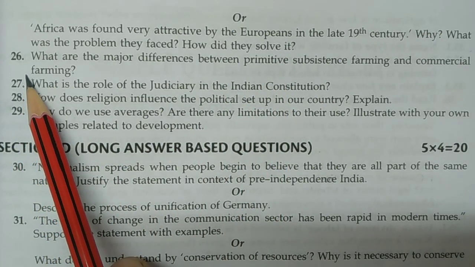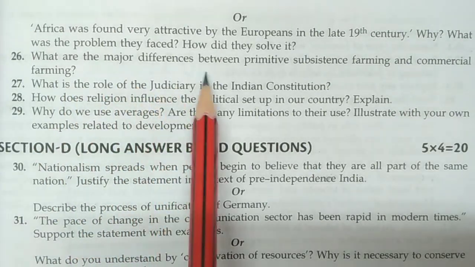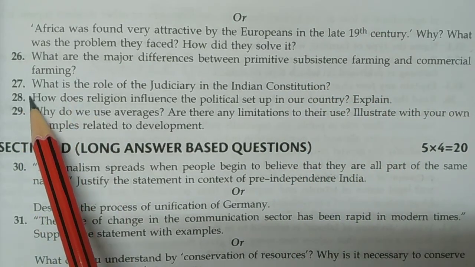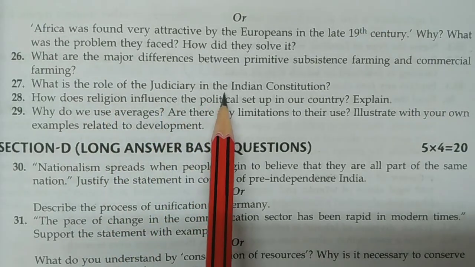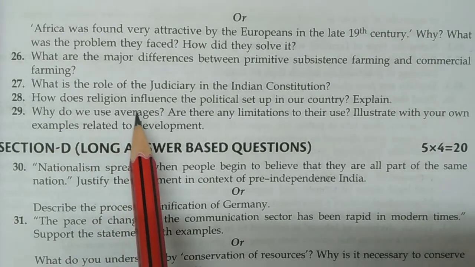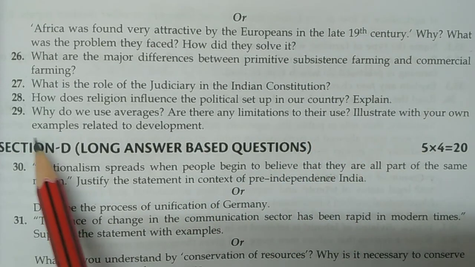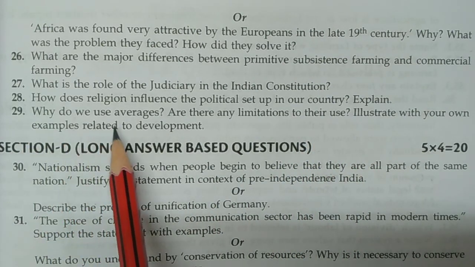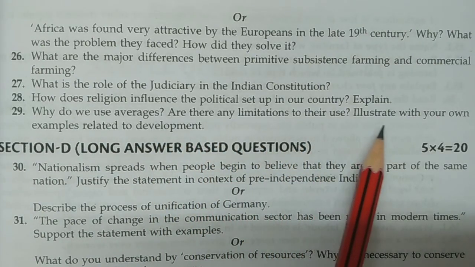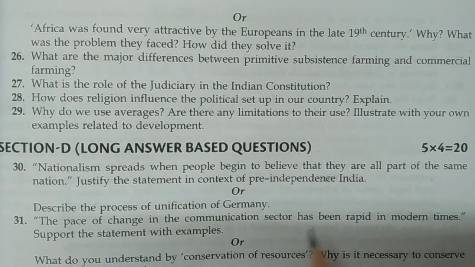Now come to question number 26. What are the major differences between primitive subsistence farming and commercial farming? 27 is given: what is the role of the judiciary in the Indian Constitution? Now question number 28: how does religion influence the political setup in our country? Explain. Now it's 29: why do we use averages? Are there any limitations to their use? Illustrate with your own examples related to development. Thus we have completed this section.